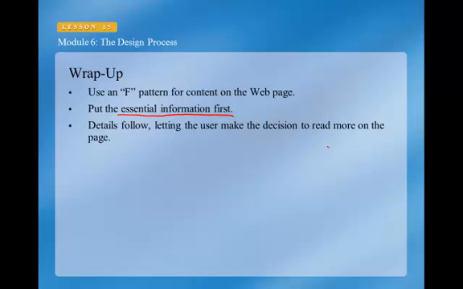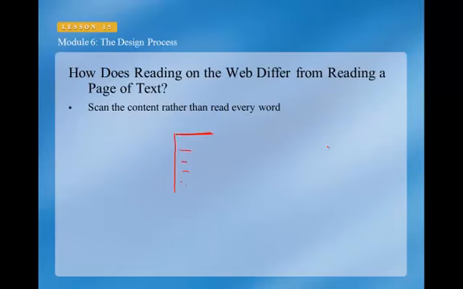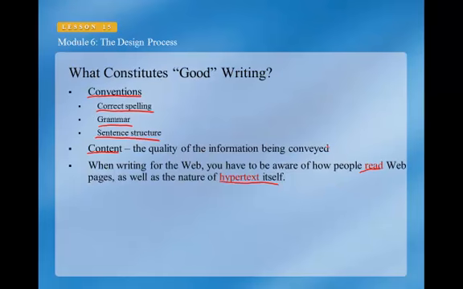Alright, that is it for this lesson, and the most important thing is when you write for the web, it's not like your Facebook, and you should probably use these practices for your Facebook as well, but when you write for a web page, you need to make sure that you are using proper conventions, your correct spelling, grammar, and sentence structure, and that you have high quality content, and that you're conveying the information that needs to be conveyed for your web page.